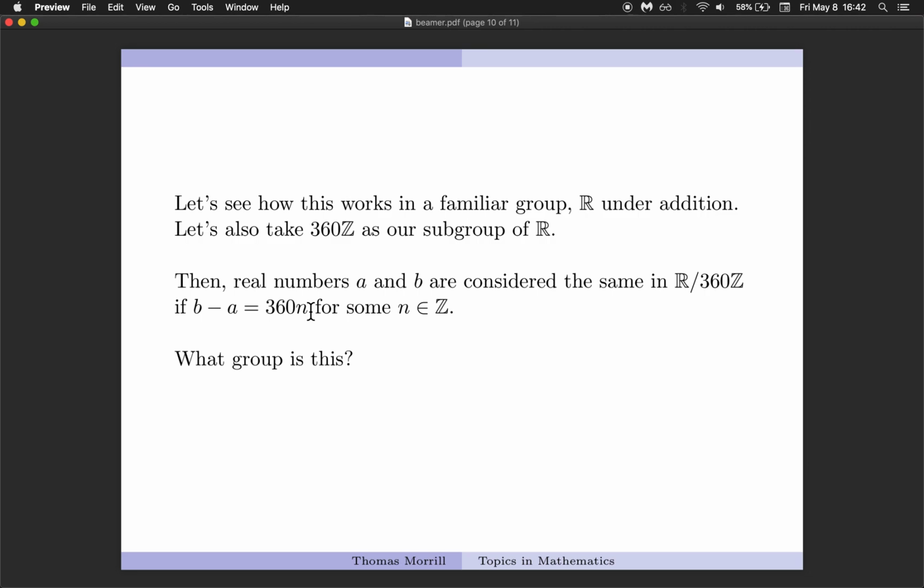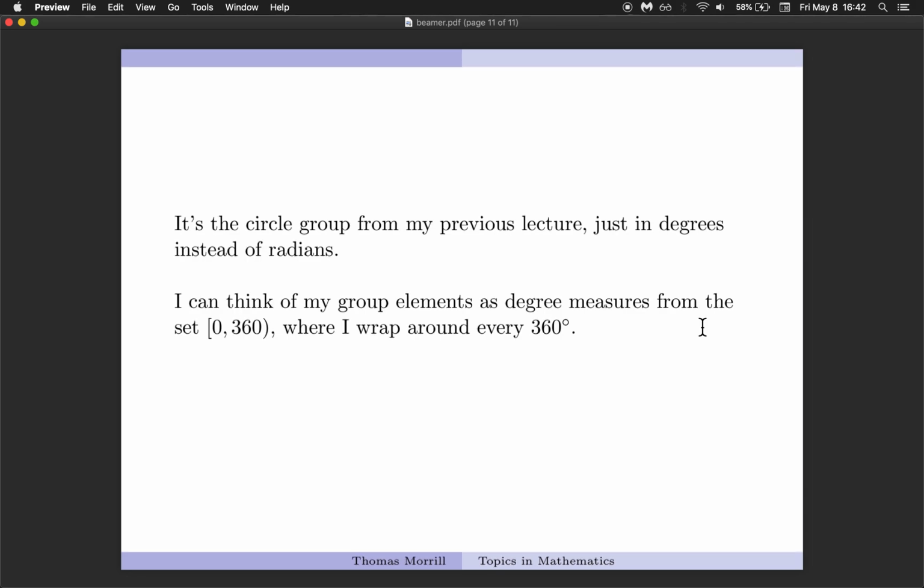So maybe pause the video and try to think of what group that we have already seen that this describes. Aha, here we are. So this group where we're taking the real number line and wrapping around at 360 is functionally identical to the circle group I had a couple lectures back, right? So in my circle group, I said that my group elements are radian measures from 0 to 2 pi, wrapping around so that 2 pi radians is equal to 0 radians.